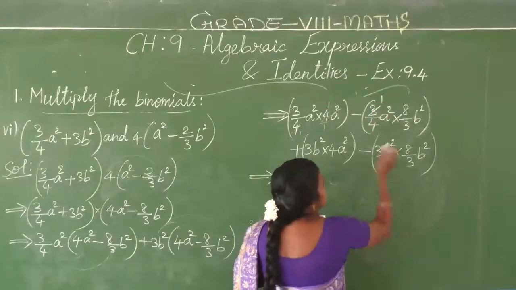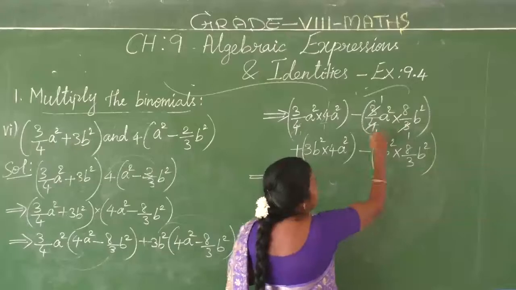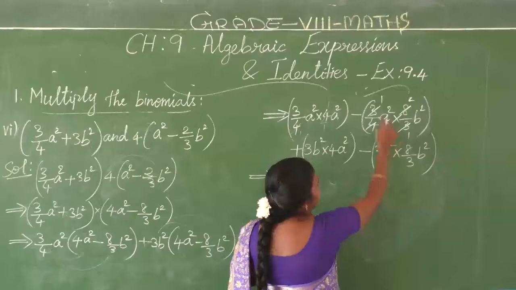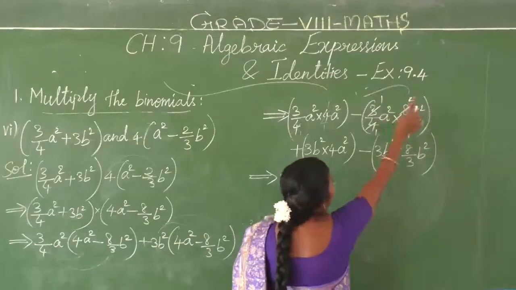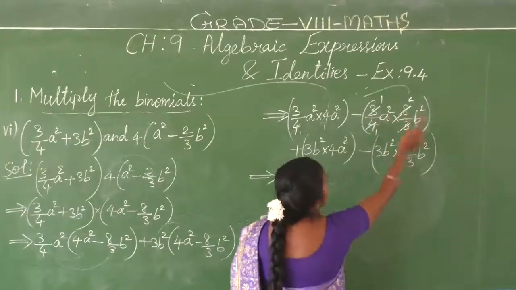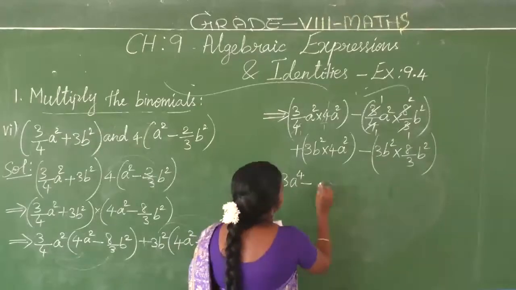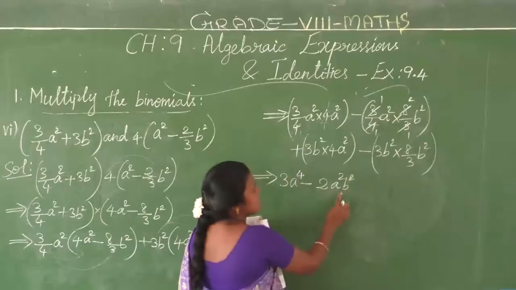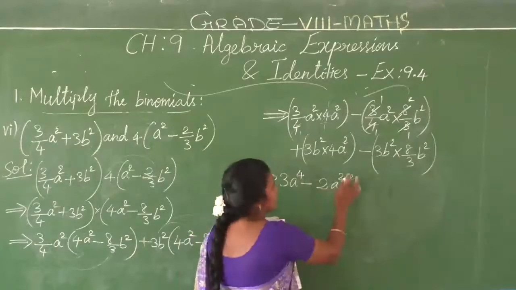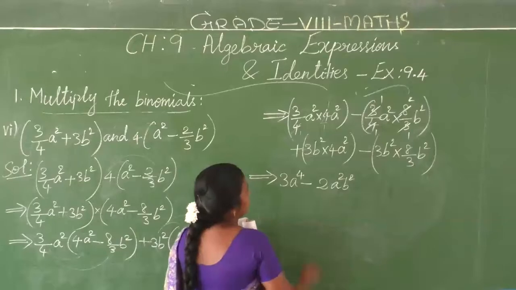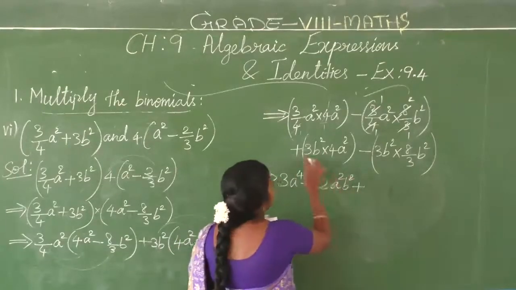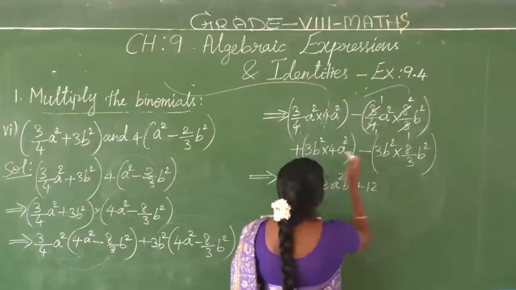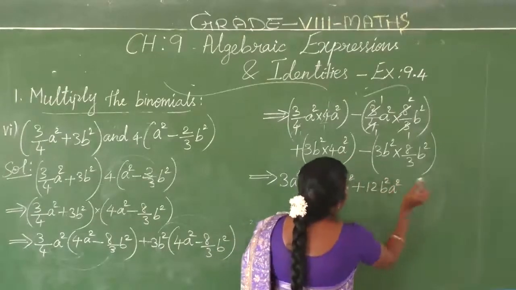1 3 is 3, 1 3 is 3, 1 4 is 4, 2 4s are 8. So which is remainder in the coefficient category? Here 1/1, there 2/1, finally 2 into a square b square. Both are unlike terms, so as it is we can keep them together. Now plus into plus, plus only, 3 4s are 12, a square into b square, that means b square a square.